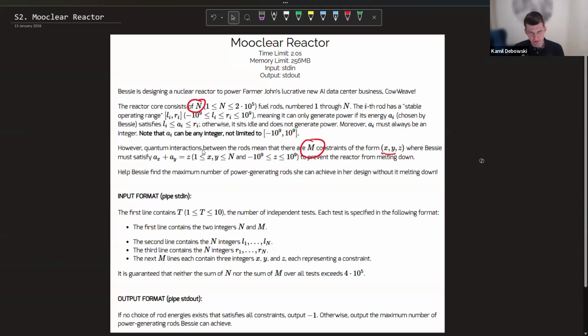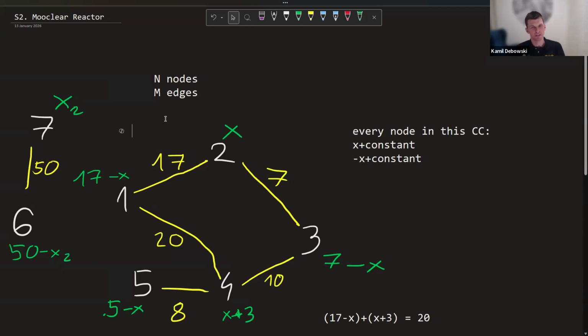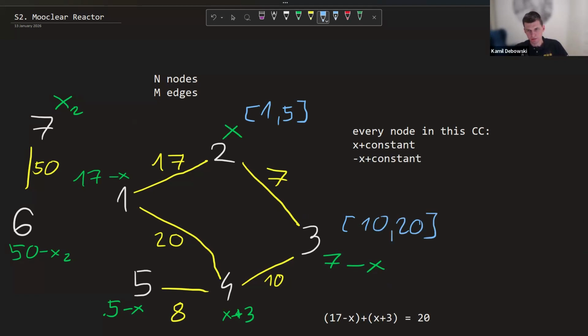And now something specific to this problem is that we are given ranges, operating ranges LR, and we want the values, the unknowns, to be in such a range. So we are rewarded if x, for example, has some good range where we want it to be. Maybe x we want to be in range from 1 to 5. And maybe in this node, we want this value to be in range from 10 to 20. And sometimes we cannot satisfy both. But because we know that every node needs to be of one of those formats, then the fact that this value 7 minus x is in this range, we can express as simple inequalities.